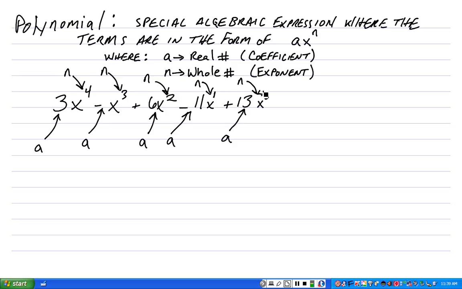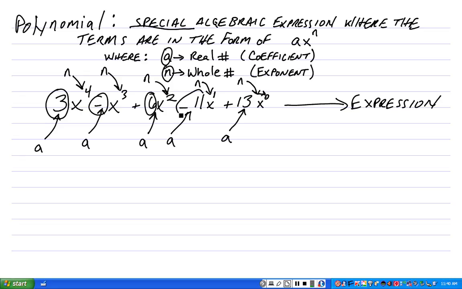So if we're going to look at this as an expression, we already know it's an expression. The whole thing is an expression, we know that. But a polynomial is a special type of algebraic expression. So we want to see if this expression is actually a polynomial. In order to make that determination, we have to make sure that each coefficient a is a real number, and all of the n's, all of the exponents, are whole numbers. So if I look at all my a's, in this case positive 3 is my a, in this case negative 1 is my a, in this case positive 6, in this case negative 11, in this case 13. Those are my a's. All of those a's are real numbers. So that checks out. We're good.